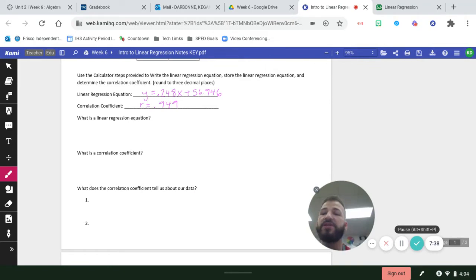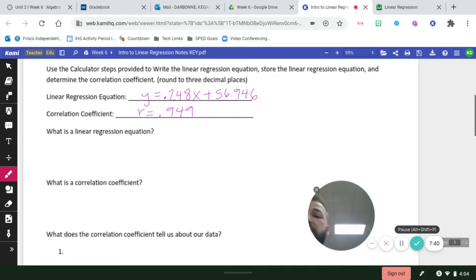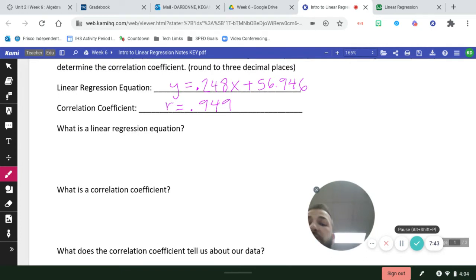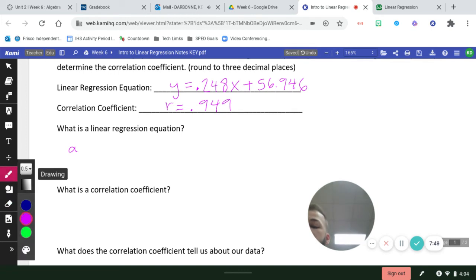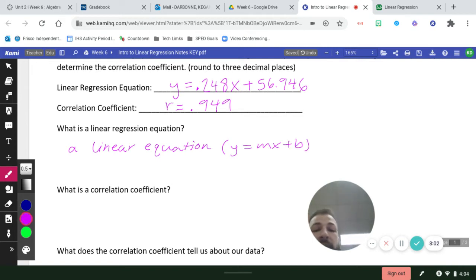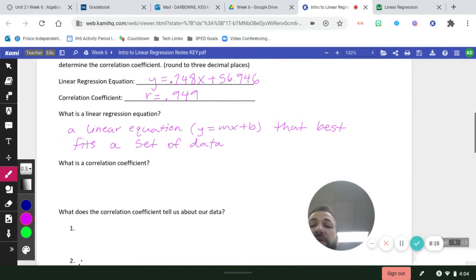Okay, so let's put some of this information into context. What is our linear regression equation? We said this at the beginning, but our linear regression equation is a linear equation in the form of y equals mx plus b, which is our slope-intercept form, that best fits a set of data. Okay, so that is our linear regression equation.